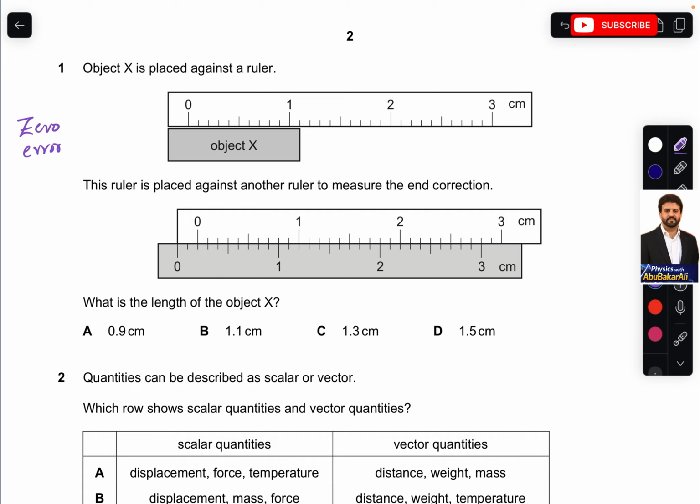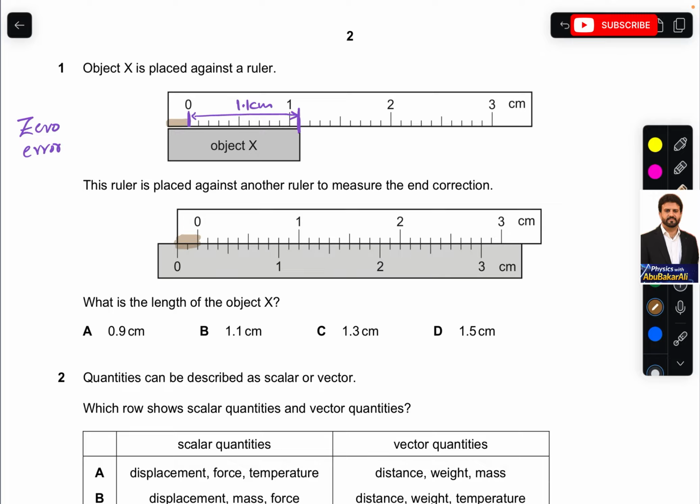So if you see, we can correctly take the reading from this point to this point. So this object is ending at this point. So this is from this point to this point. This is clearly 1.1 centimeter. But what is this thing? We don't know about this thing. So from this thing, we have to take the measurement from there. So this is the portion here.